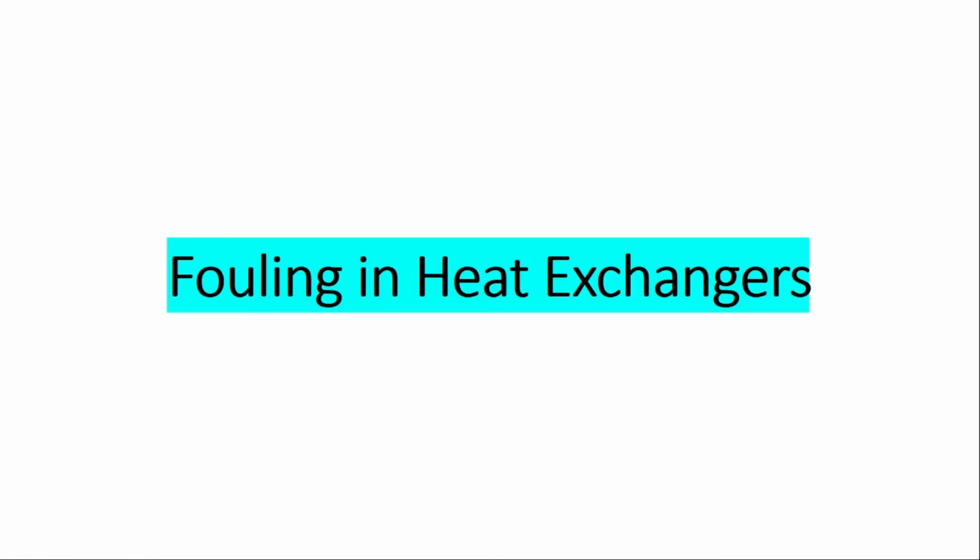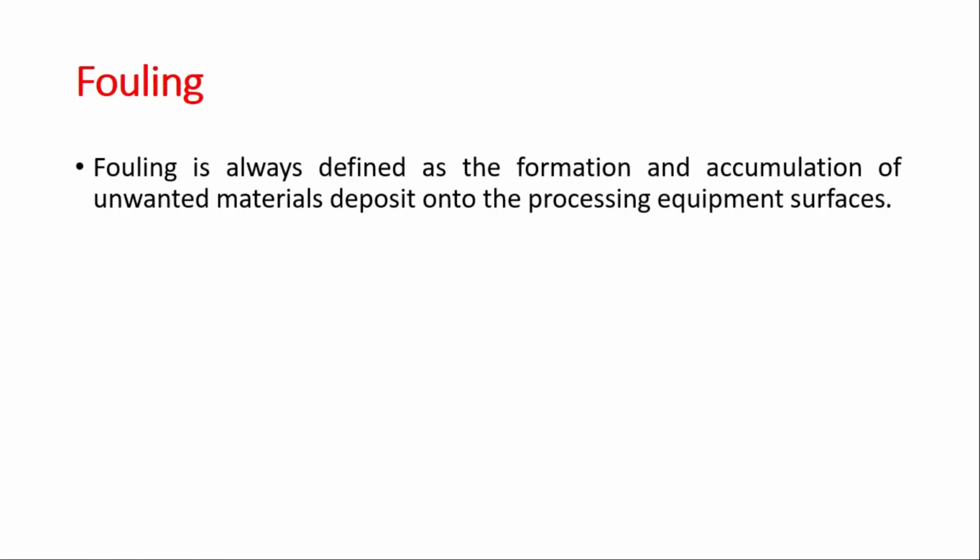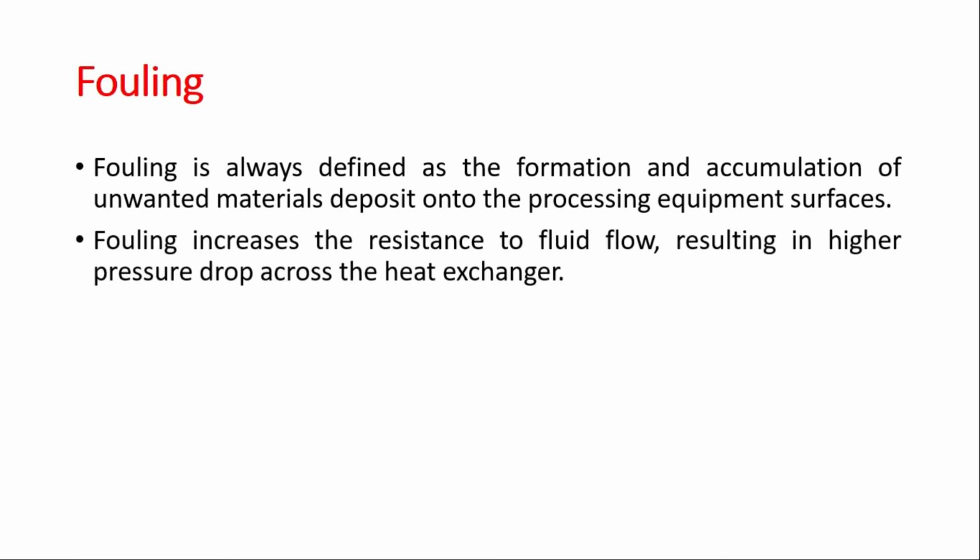The last topic of this lecture is the fouling in the heat exchanger, right? So what is fouling? Fouling is defined as the formation and accumulation of unwanted materials that deposit on the processing equipment surfaces. Fouling increases the resistance to flow of the fluid, resulting in a higher pressure drop across the heat exchanger. So that's why we have to minimize the fouling in order to minimize the pressure drop, right?